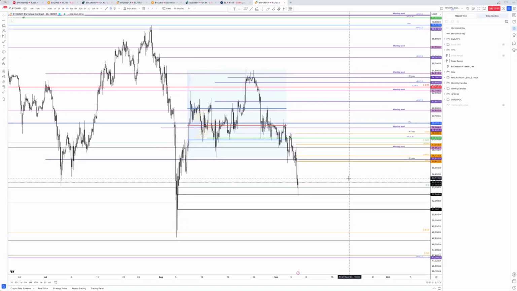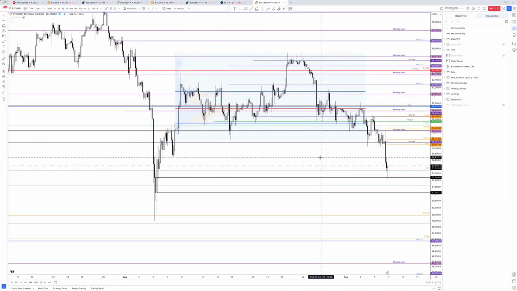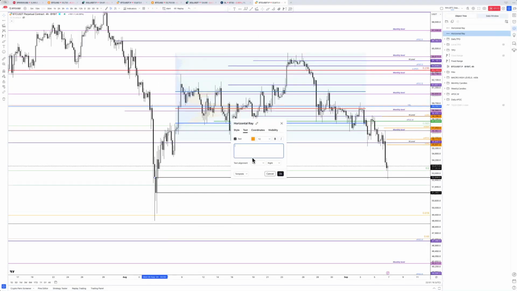So what we've done is map this out, and we're looking at this area here as to why this is support. If we look across, this is a 4-hour chart. We've mapped our 4-hour levels. So that's our 4-hour level, which has confluence with this area as support.